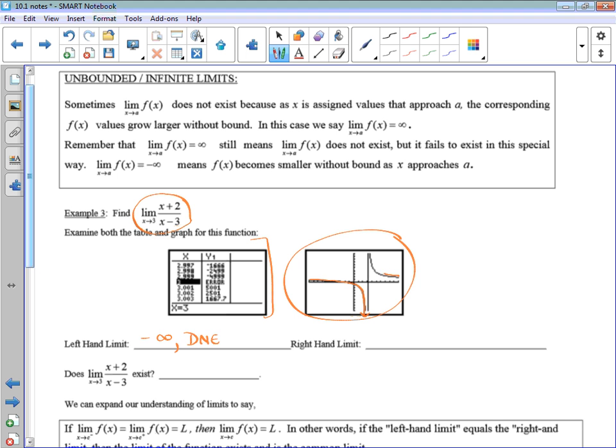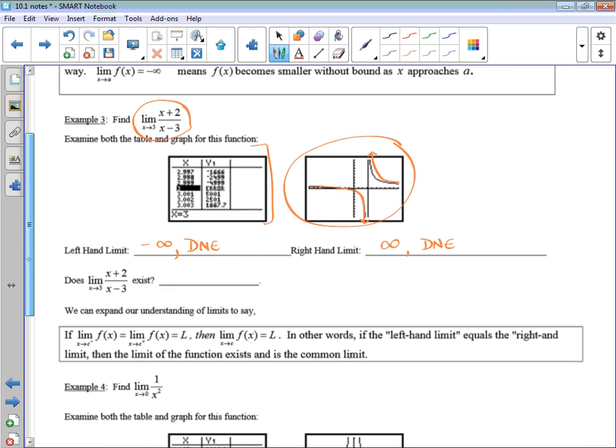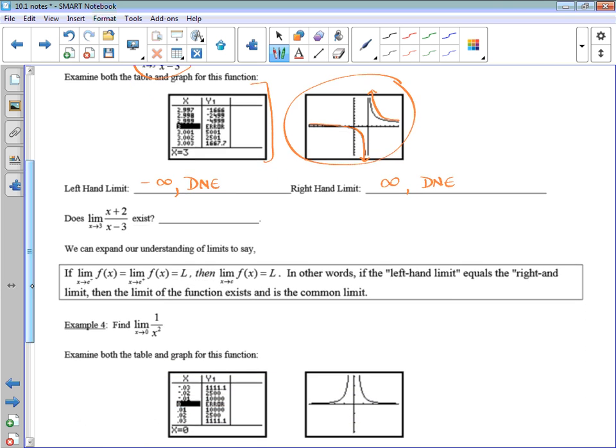As I come from the right, where is it going? Yeah, positive infinity. But what else are you going to tell me? It does not exist. So then the overall limit. I know they didn't exist, but were they even going the same direction, the left and the right? No. So all you have to tell me for that one is does not exist.